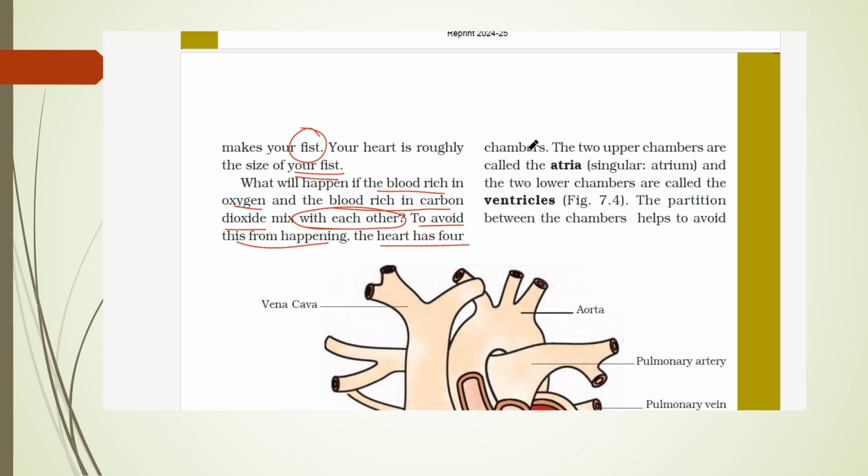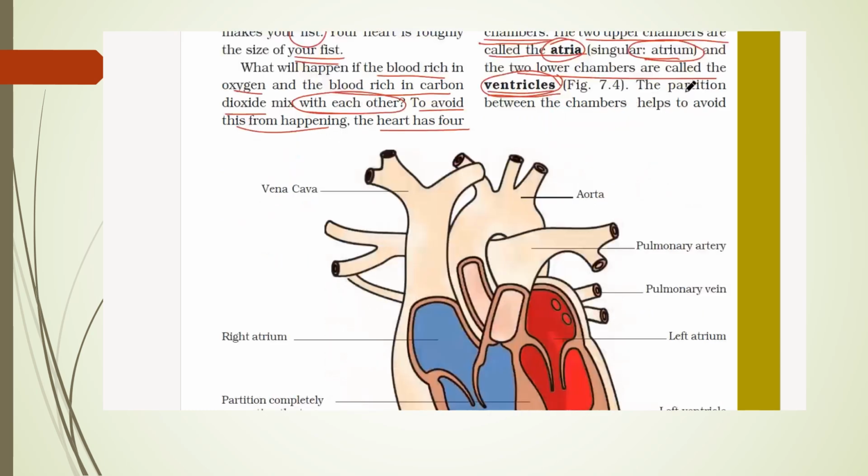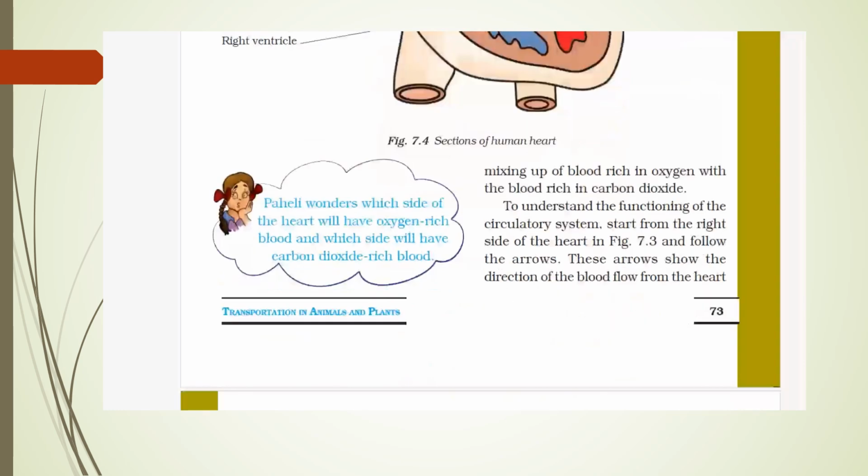The 2 upper chambers are called atria, and the singular is atrium, and the 2 lower chambers are called ventricles. So please do learn these terms carefully. The upper chambers are called atria and the lower chambers are called ventricles, and there are partitions between these chambers which help to avoid the mixing of the oxygen-rich and the carbon dioxide-rich blood.